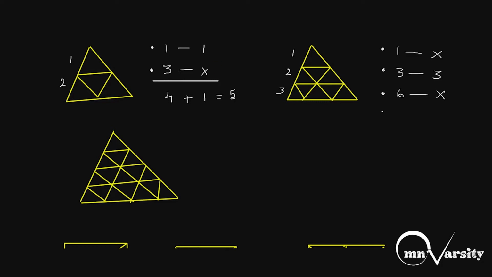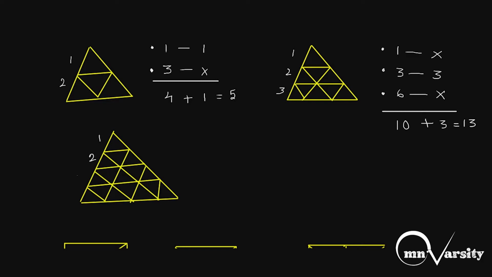Now let me add them. 6 plus 3 plus 1 is going to give me 10, plus on the right hand side we only have 3, so it will give me 13. So I can say that there are 13 triangles in the figure. For the next figure, let me do the same thing.